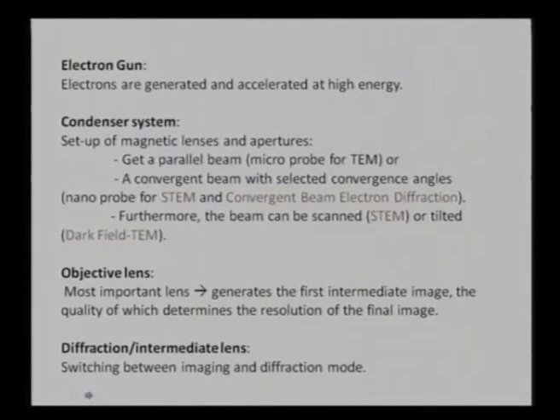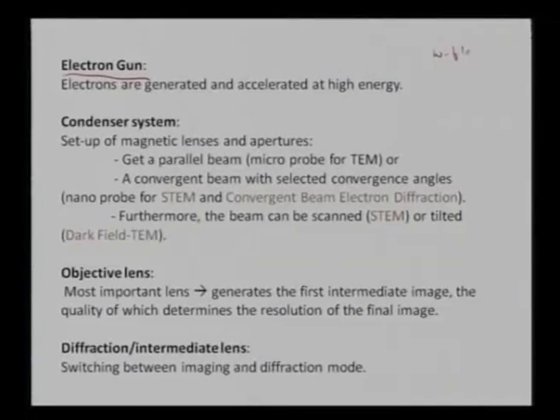So essentially, to construct a TEM, my first requirement is the electron gun, because I need to generate electrons at some point so that I can let them pass through the specimen. So I need some source of electrons. Electrons are generated here, and after that they have to be accelerated to very high energy, so that they can come and interact with the material.